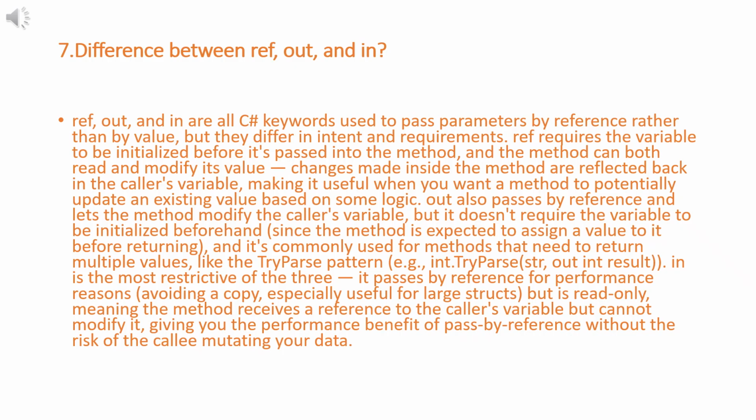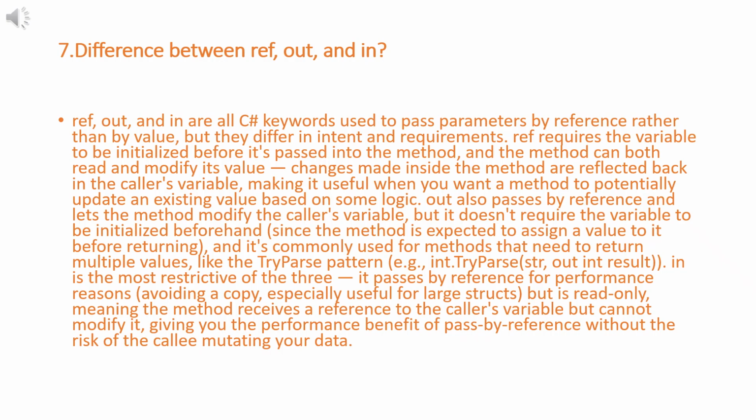7. Difference between ref, out, and in. Ref, out, and in are all C# keywords used to pass parameters by reference rather than by value, but they differ in intent and requirements. Ref requires the variable to be initialized before it's passed into the method, and the method can both read and modify its value. Changes made inside the method are reflected back in the caller's variable, making it useful when you want a method to potentially update an existing value based on some logic.